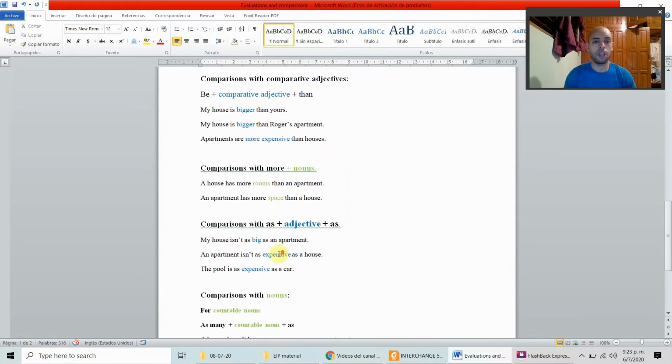So, let's see comparisons with comparative adjectives. So here we are using comparative adjectives. Remember that we create comparative adjectives by adding er at the end of the adjective. And for some adjectives you need to double the last letter.